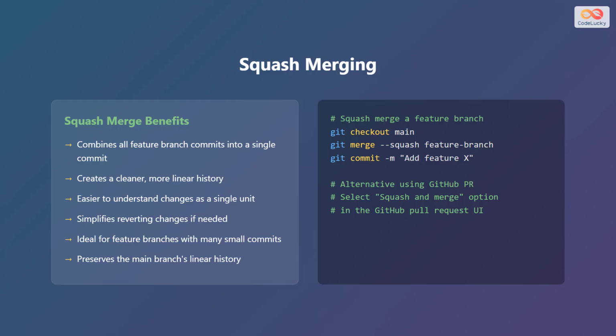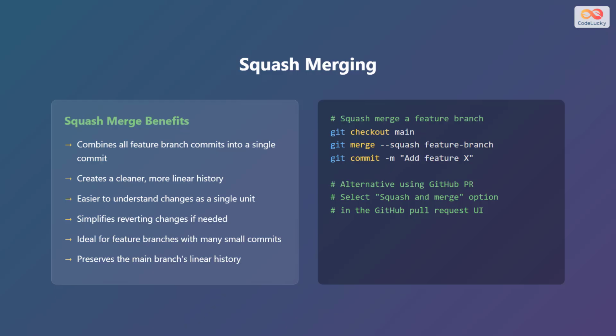Squash merging combines all feature branch commits into a single commit. It creates a cleaner, more linear history. It is easier to understand changes as a single unit. It simplifies reverting changes if needed. It is ideal for feature branches with many small commits. It preserves the main branch's linear history.